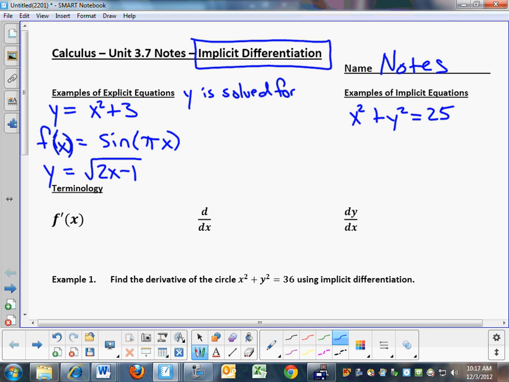Here's another example. What if you had this? x over y plus y squared minus 2x is equal to 15y. Now, that's a challenging problem to be able to find the derivative at a given point. But you can see examples of implicit equations.